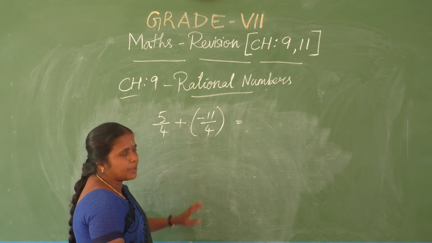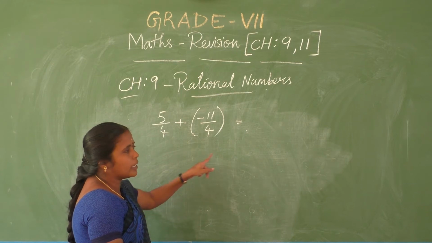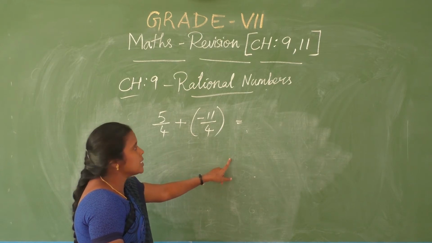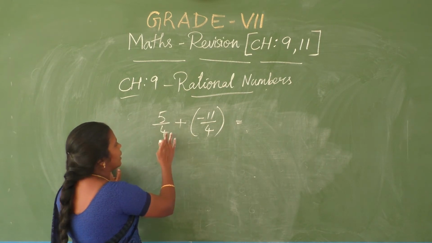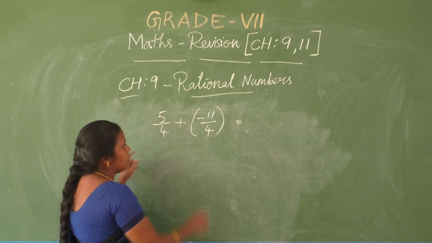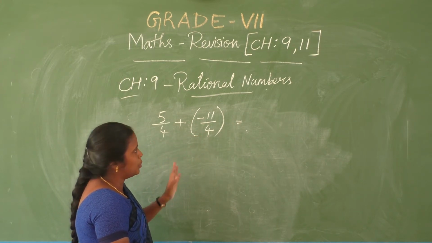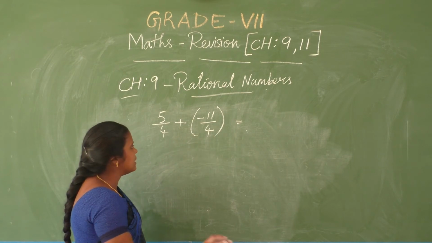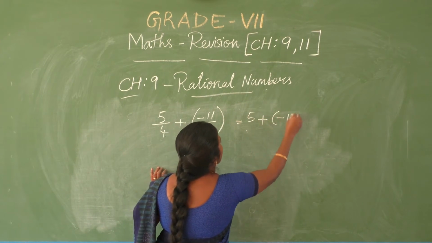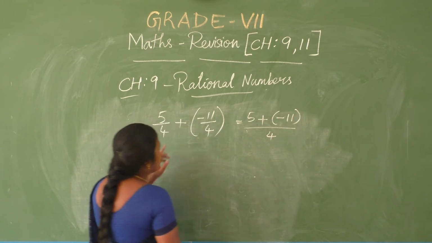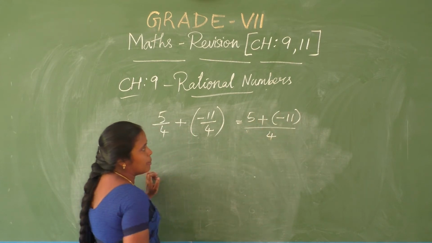Addition means addition, subtraction means subtraction. Again I am telling, for addition and subtraction only you have to take the LCM of the denominators if they are unlike. But now I have taken 5 by 4 plus minus 11 by 4. Our denominators are the same, so these are like fractions. Here no need to find the LCM, that is unnecessary work. So come to here, 5 plus minus 11 by 4.